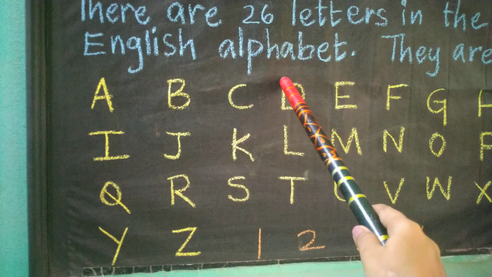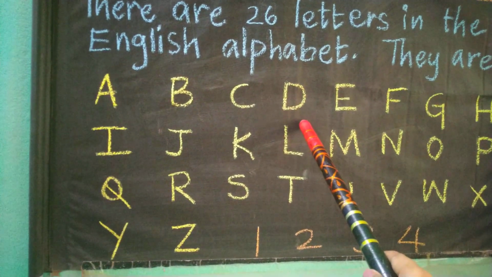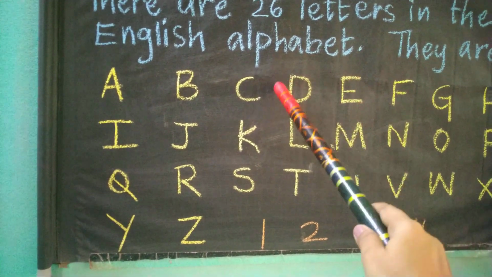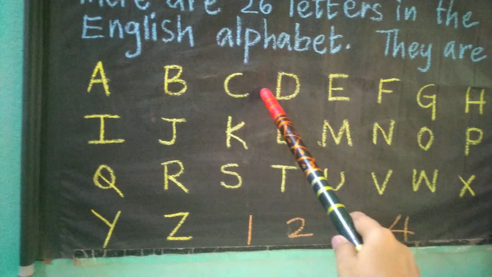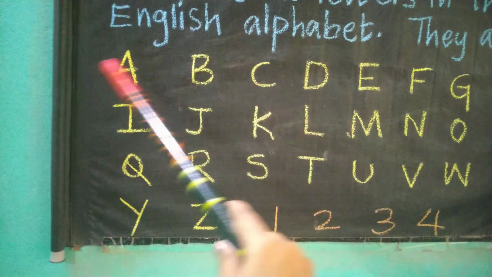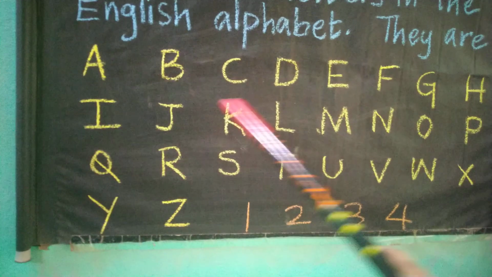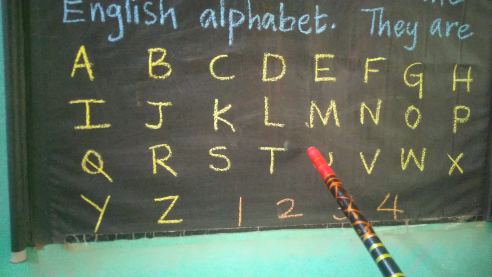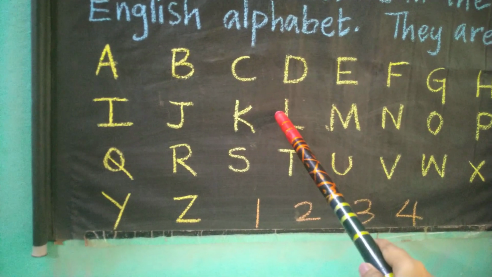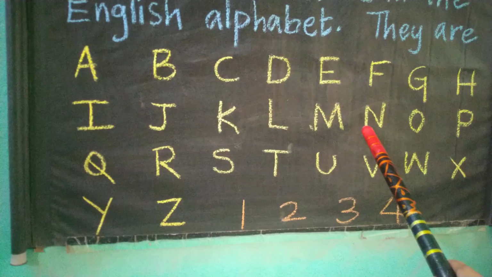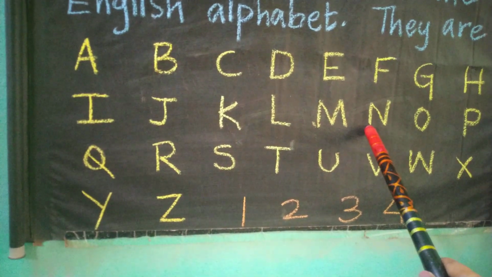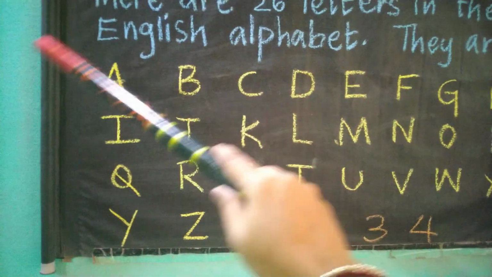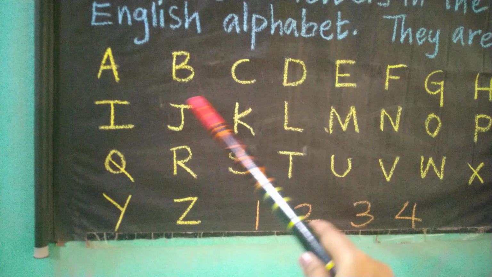Now if I ask you which letter comes after D, E will come. Which letter will come before E, D will come. Isn't it? Did you get my point? So you have to remember the correct order of the letters. Whenever I ask you, what comes before M? L comes before M. What comes after M? N comes after M. Like that, after N, O. After O, P. So you have to remember exactly the order of the letters.